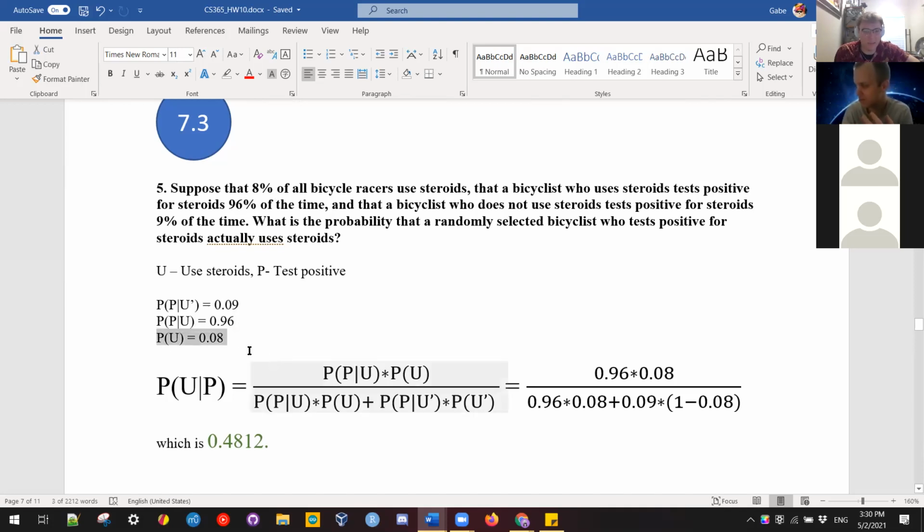So we write down our probabilities. And once again, you can think of this as the word "given." What is the probability that someone tests positive given that they're using steroids? And what is the probability that somebody tests positive given that they're not using steroids? And so you're looking for the probability that a randomly selected bicyclist who tests positive for steroids actually uses steroids. So what is the probability that they test positive given that they use steroids?